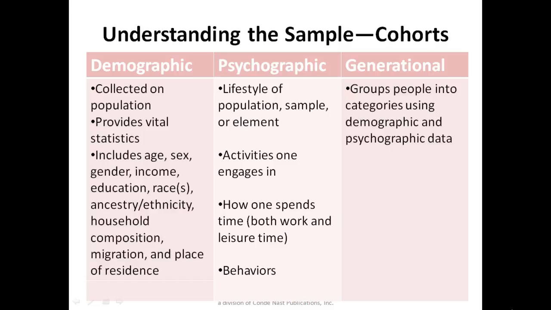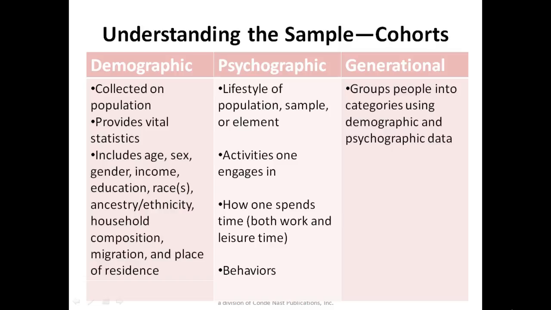Next would be your psychographics, and this is the lifestyle of your population or sample, and it looks at what type of activities one engages in, how one spends their time. So if you were looking at footwear and you wanted to see how often people who worked out wore tennis shoes, you could look at how many times they go to the gym during a week, or how often they wear tennis shoes to class. So you're looking at their lifestyle of exercise and also how they dress to go to class. Do they dress up or dress down?